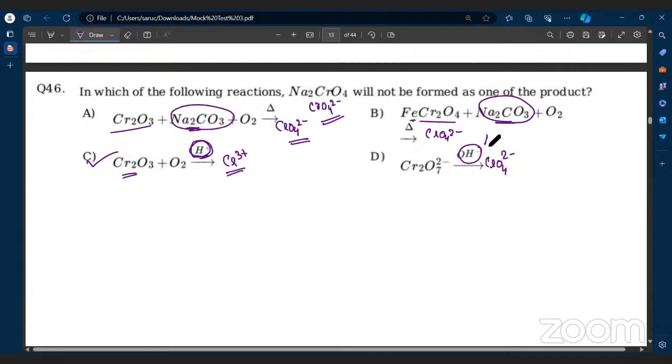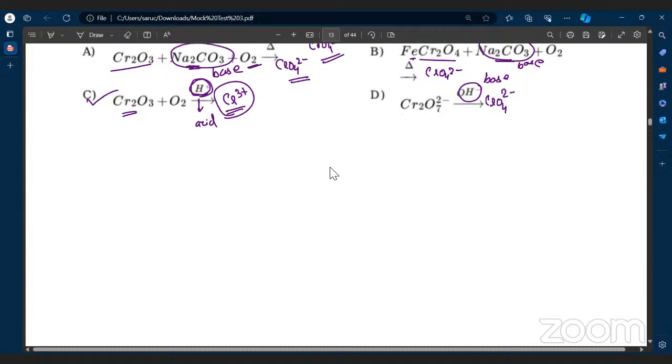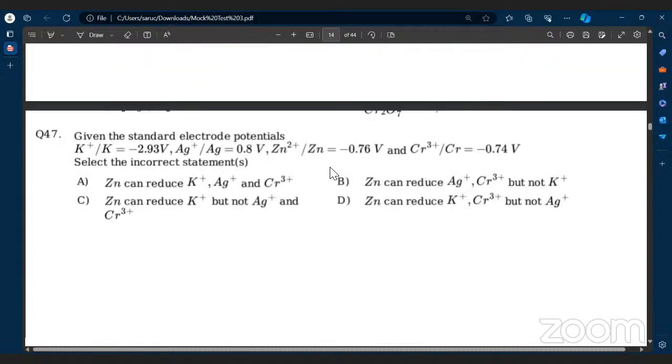Okay, look over. This is also a base. It is a base and it is an acid. So all the bases will give the same type of product, where this is an oxidizing agent, right? When an oxidizing agent is there, oxidation takes place. So all the bases will give the same type of product, whereas CH plus will give you Cr3 plus. Therefore option C is going to be the incorrect one. Clear with this question? Moving to the next question.